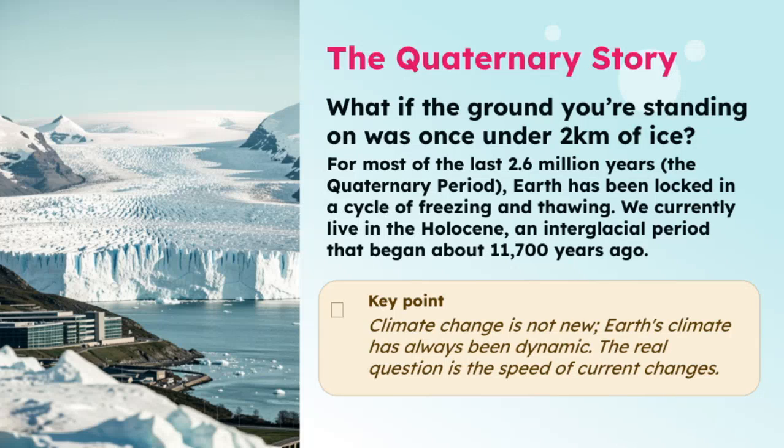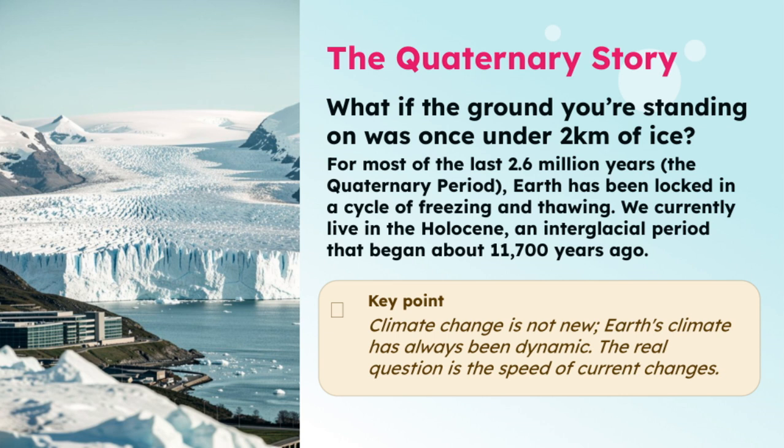Now let's begin with the Quaternary Period. The slide asks, what if the ground you're standing on was once under 2 kilometers of ice? For much of the last 2.6 million years, large parts of Earth have moved in and out of ice ages. During colder periods, ice sheets and glaciers expanded. Large areas of land were covered by ice, and sea levels were lower because so much water was stored as ice. During warmer periods, ice melted and retreated.